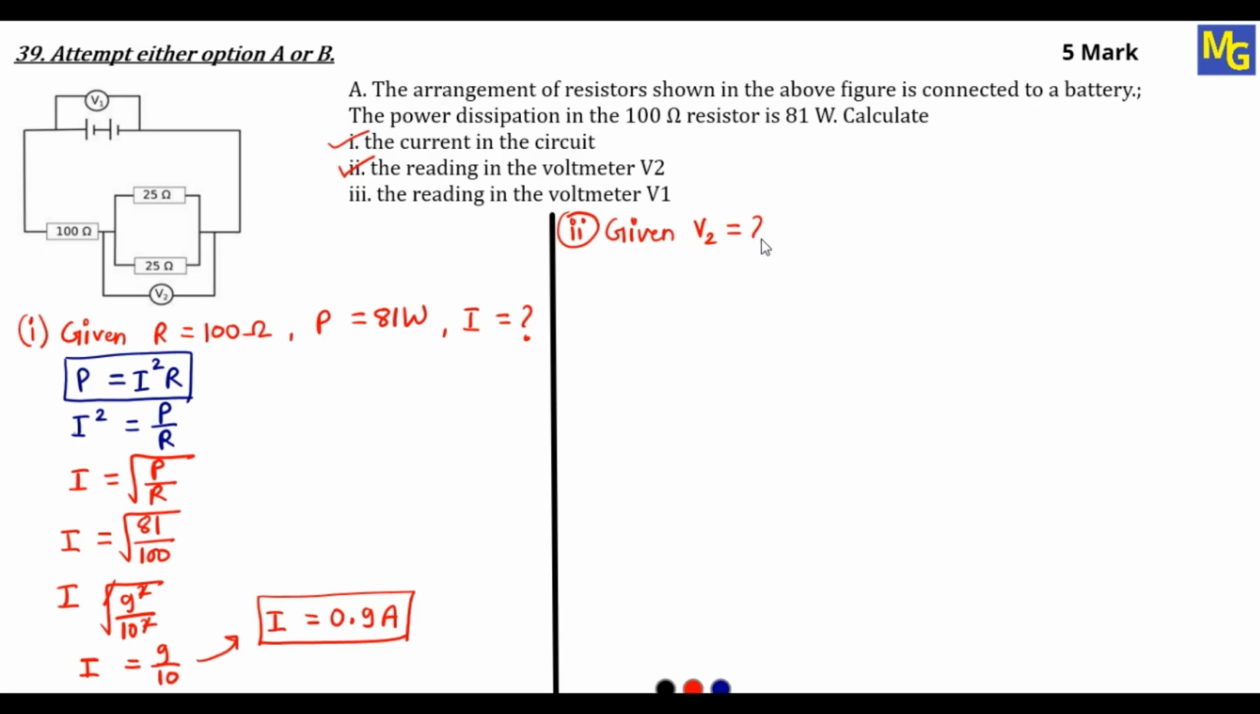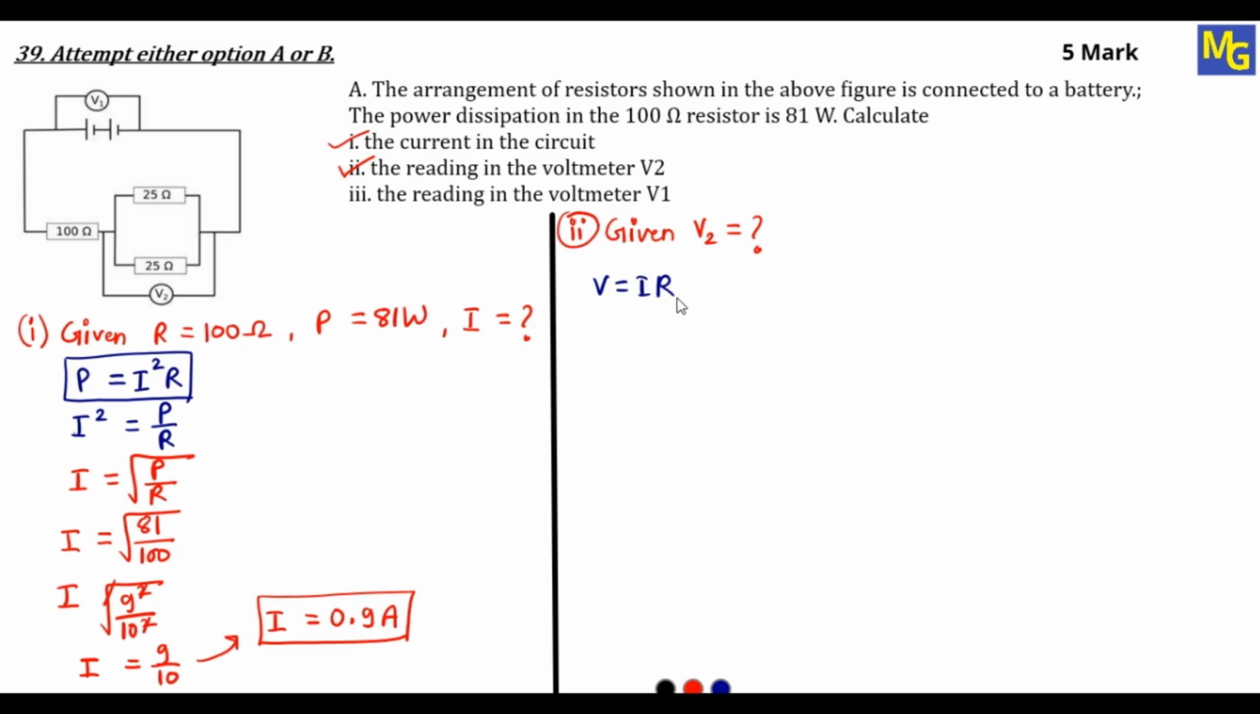The formula which we are going to use in this case is according to Ohm's law, that is V is equal to I into R, that is current into resistance. If you want to do this, we should know the value of current and resistance.